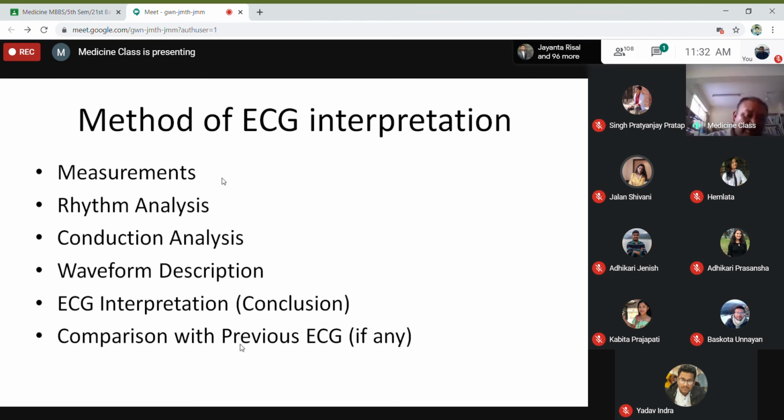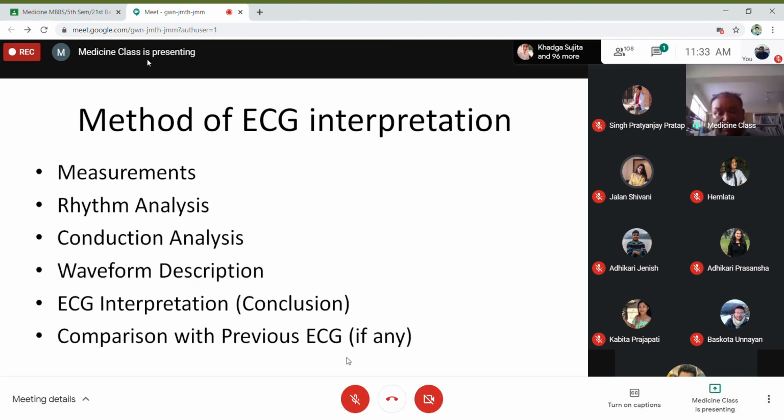Now, when you compare the ECG and you find that the left bundle branch block was present in the earlier ECGs also, then we don't consider that a new onset of left bundle branch block, so it is not an MI. So this is why comparison with the previous ECG may be important.